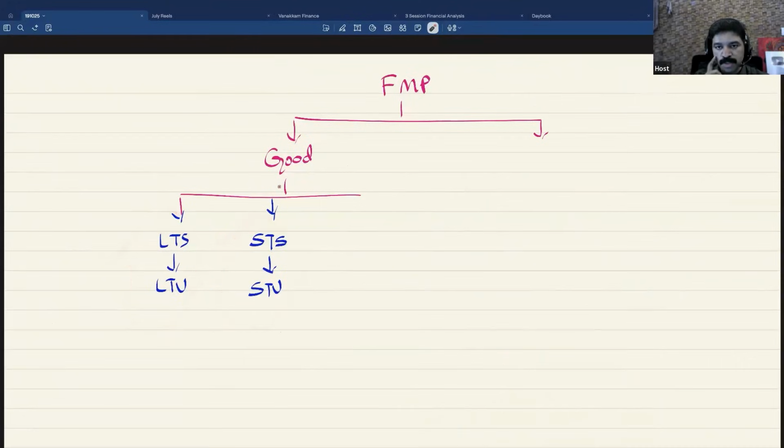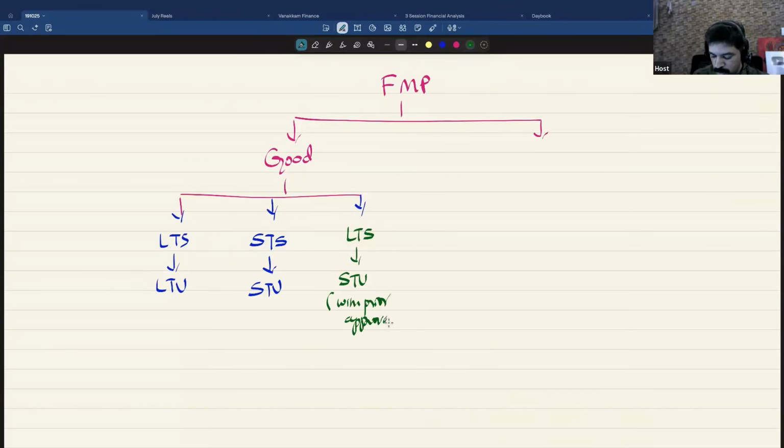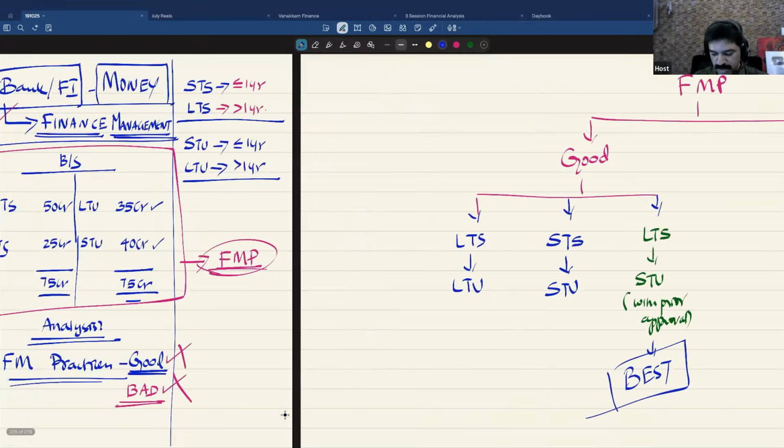So this is also complied. Then the good financial management practices also says a business can raise funds from long-term sources and use it for short-term uses with prior approval. With prior approval. That is, they can raise long-term source and use it for short-term use with prior approval. And if that is done, it is not only good, it is considered as best. Let's see whether they have done that.